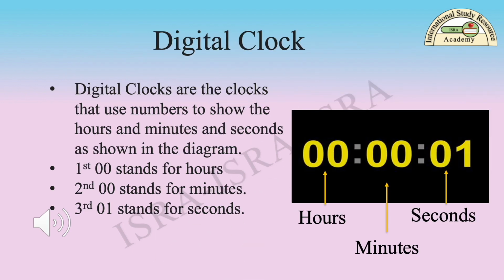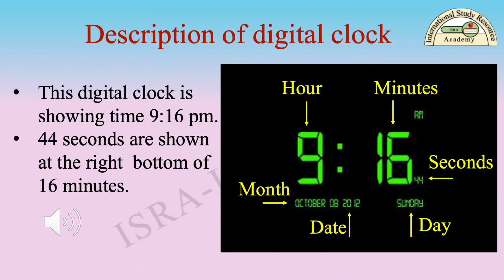Digital clock. Digital clocks are the clocks that use numbers to show the hours, the minutes and seconds, as shown in the diagram. The first 00 stands for hours, the second 00 stands for minutes, and then seconds, as shown. Description of digital clock. This digital clock is showing time 9:16 p.m., evening time. 44 seconds are shown at the right bottom of 16 minutes.